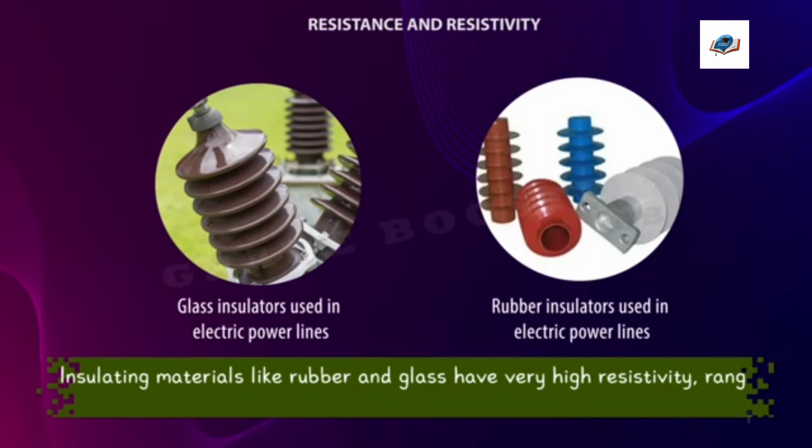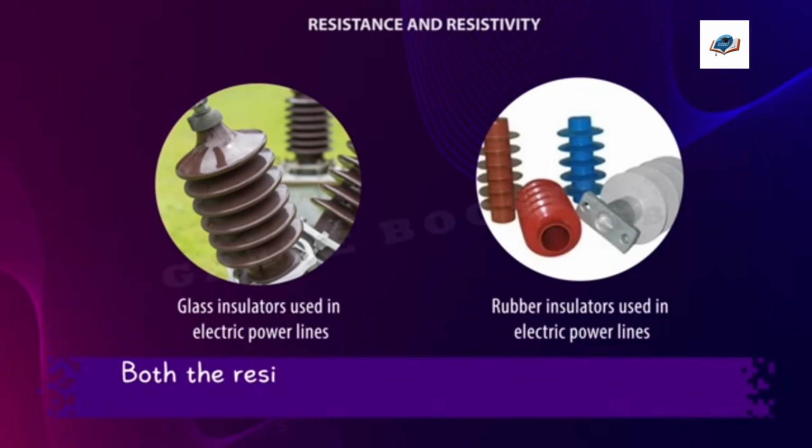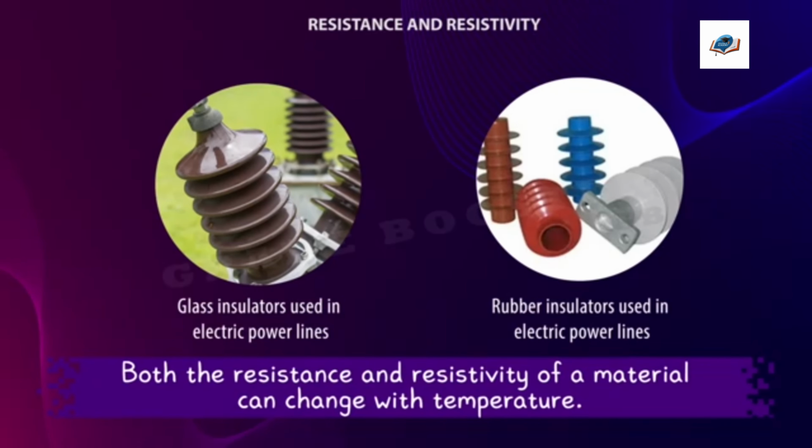Insulating materials like rubber and glass have very high resistivity, ranging from 10 to the power 12 ohm meter to 10 to the power 18 ohm meter, making them poor conductors of electricity. Both the resistance and resistivity of a material can change with temperature.